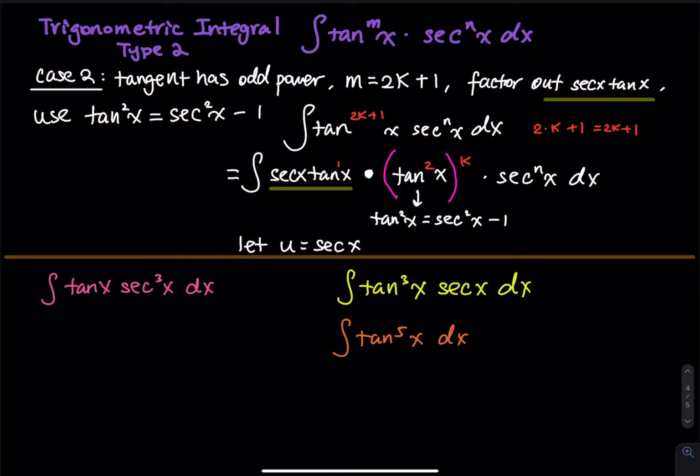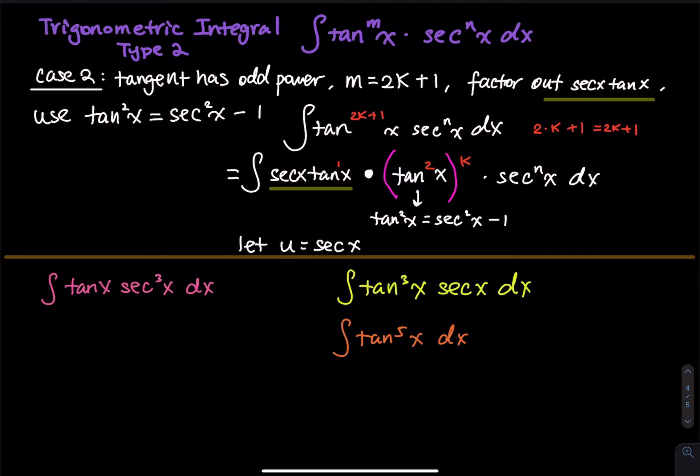Case 2 is tangent has odd power. You have to do all of this to reach the final answer. So I gave you 3 integrals. The first one, the one in pink, is tangent to the first power, so 1 is odd. The one in yellow, tangent to the third, 3 is odd. And the last one is a long problem. Tangent to the fifth, the 5 is odd.